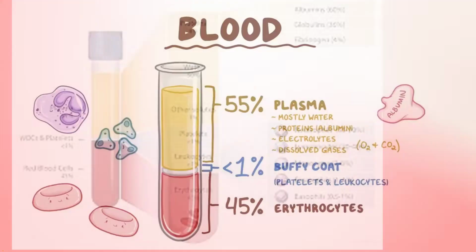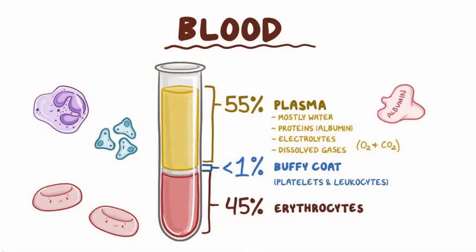All these formed elements are suspended in a straw-colored fluid called plasma. Plasma is about 55% of overall blood. 45% are the formed elements. Now in this 55% plasma, about 92% is water. The remaining 8% consists of proteins, electrolytes, dissolved gases like oxygen and carbon dioxide, nutrients like glucose and amino acids, as well as waste products like urea.